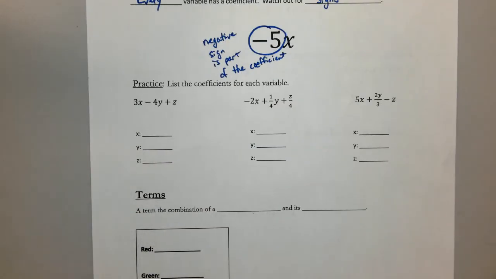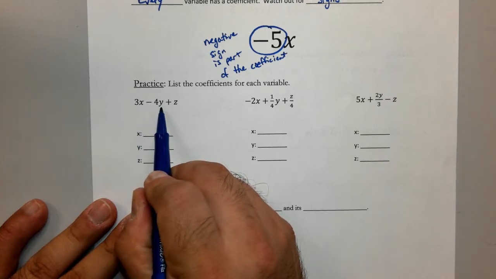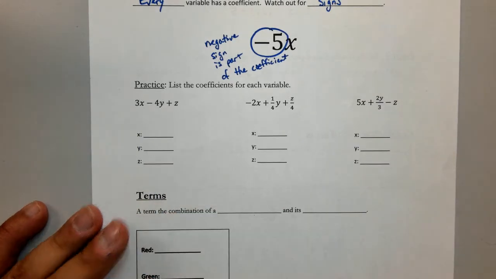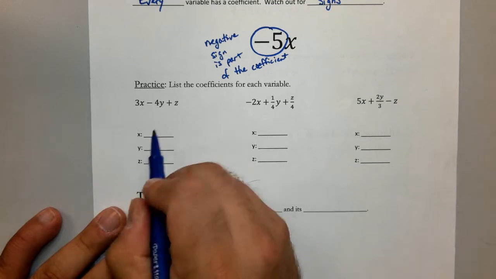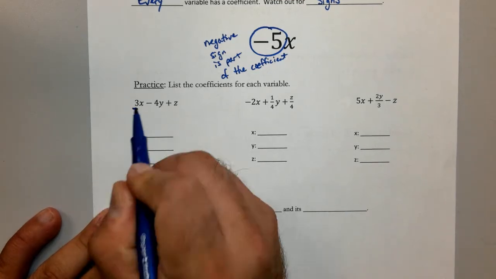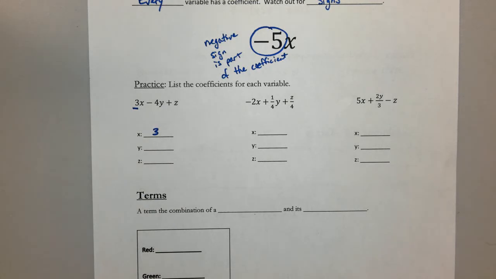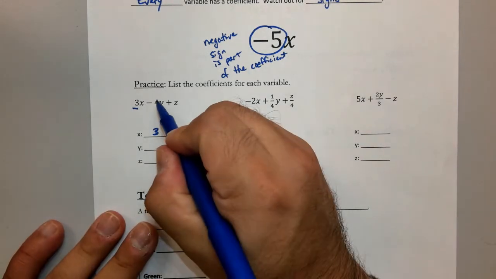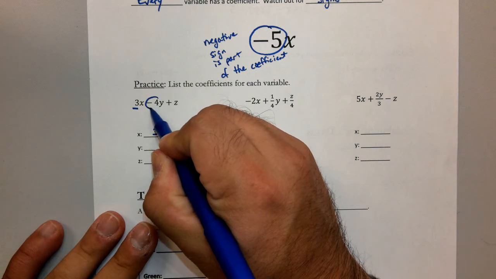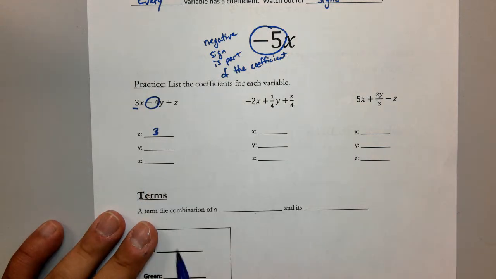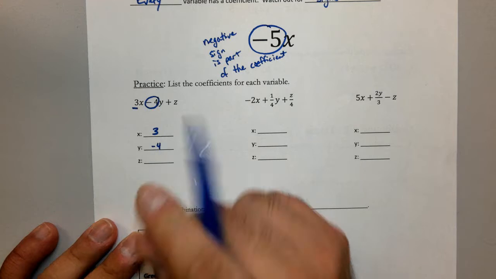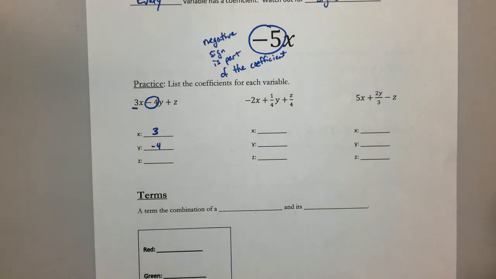All right, so I see here that we have 3x minus 4y plus z. So let's just go right into it. The coefficient for x is going to be the number that's in front of x, so it's 3. The coefficient for y is actually going to be negative 4. It is the 4, but it's also the minus sign that's there as well. So one thing that I always hear is, is it a minus sign or is it a negative? And the answer is it's both.